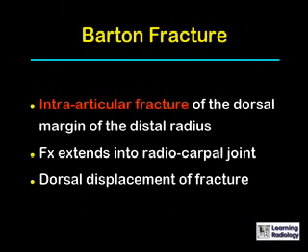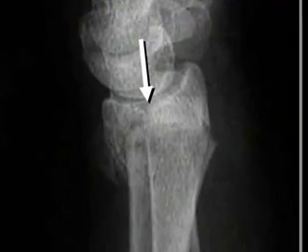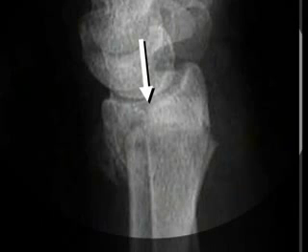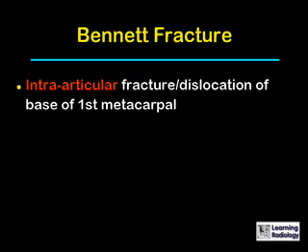A Barton fracture is an intra-articular fracture of the dorsal margin of the distal radius. The fracture extends into the radiocarpal joint. There is usually dorsal displacement of the fracture, and this is an example of a Barton fracture. The white arrow is pointing to the intra-articular component of the fracture of the distal radius. There's slight dorsal displacement.